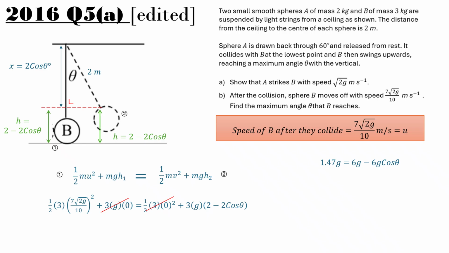The G's now are all gone, but if you'd sub them in, that's absolutely fine. So we're left with 6 cos theta is equal to 4.53. So cos theta is equal to 4.53 over 6, or 0.755, which gives us a final answer of 40.97 degrees. So exact same process to find that angle.